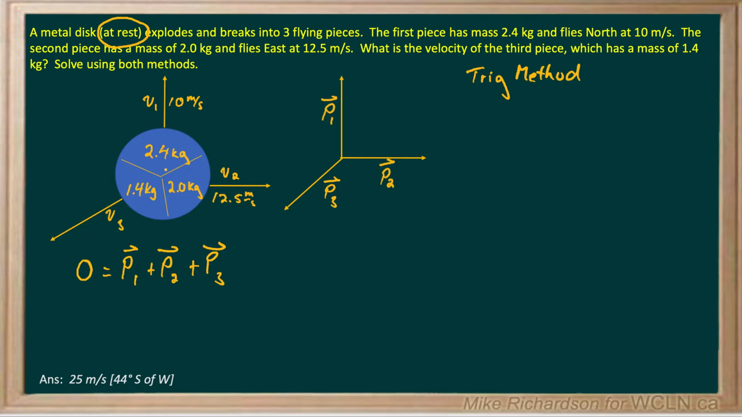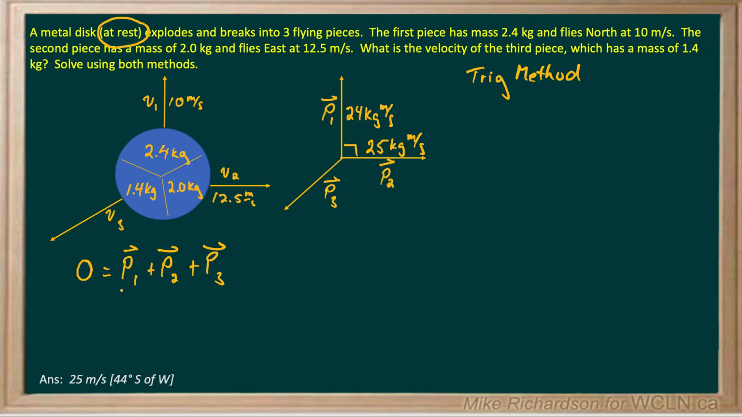So let's first of all figure out our individual momenta. Now momentum is just mass times velocity. So very, very simple to calculate. 10 meters per second times 2.4 kilograms gives P1 a momentum of 24 kilogram meters per second. Similarly, we know P2 because we know its mass and its velocity. 2 kilograms times 12.5 gives us 25 kilogram meters per second. And notice those are at 90 degrees to each other. So when we use the trig method, it's likely this is going to be fairly straightforward.